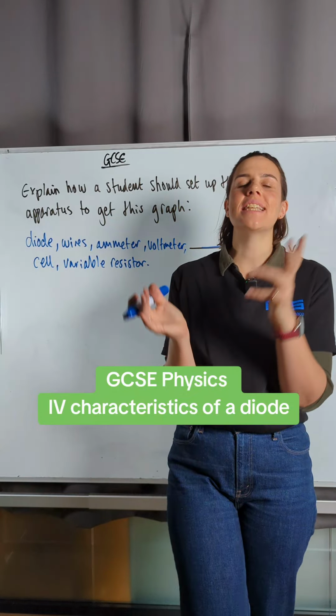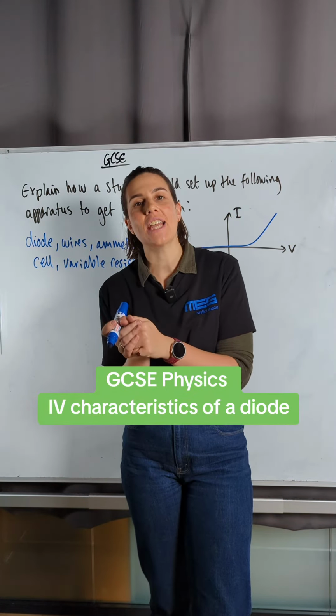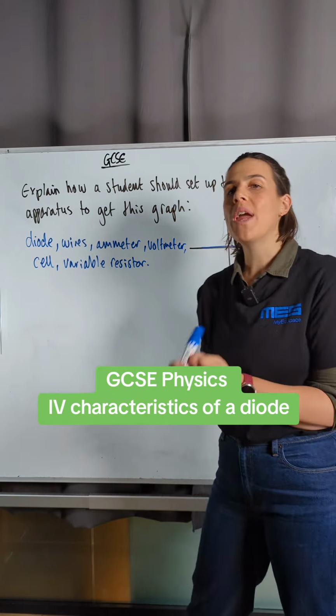We're doing GCSE IV graphs today. So we need to explain how students should set up all this apparatus to get this graph here, which is our characteristic diode graph. So let's start with our cell. I always draw my cell at the top of every circuit that I draw.